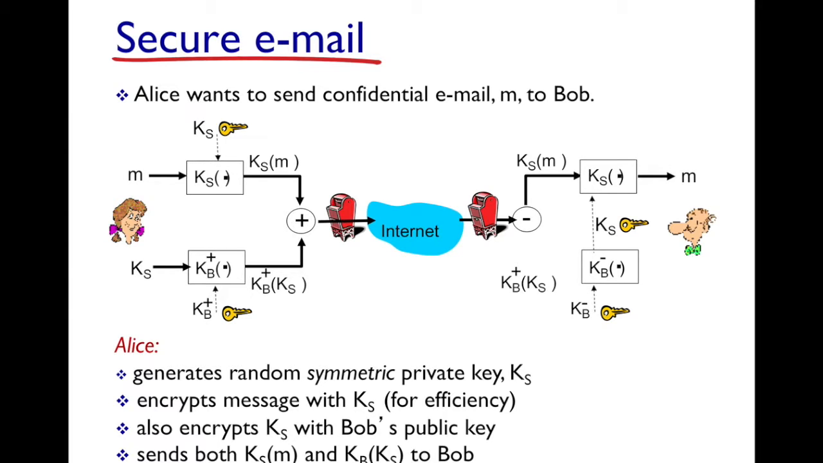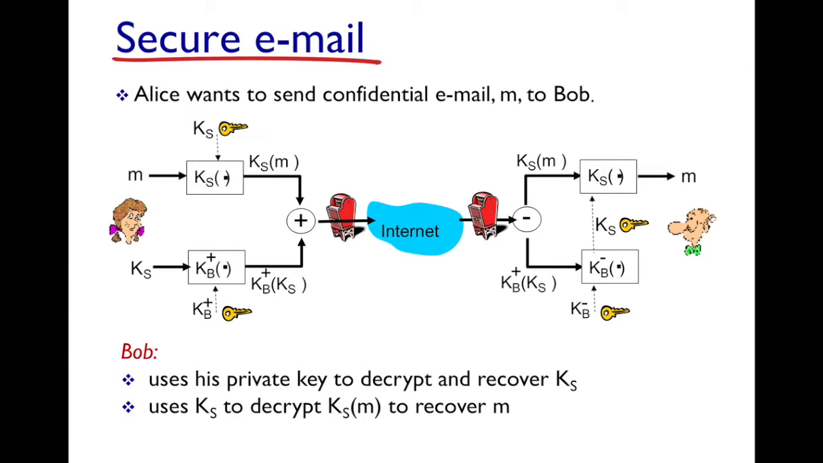So in practice, what Alice does is Alice generates a random symmetric key KS. She then encrypts the message M with KS. She also uses Bob's public key to encrypt KS. She then sends KS(M), which is the message M encrypted with the symmetric key KS, and KB(KS), which is the symmetric key encrypted with Bob's public key, to Bob. Now, what does Bob do? When Bob receives these two messages, Bob first uses his private key to obtain the symmetric key KS. Once he has obtained KS, he then uses it to recover the original message M.